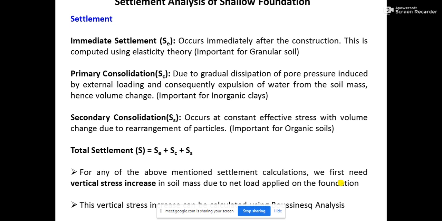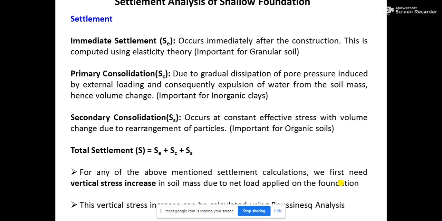If you remember, while discussing consolidation settlement, we discussed a problem where we saw how to calculate the vertical stress increase using the Boussinesq equation. So there are two equations primarily you can use for calculating the vertical stress increase in the soil. One is the Boussinesq equation and the other one is the Westergaard equation. Both the equations we have discussed, and using the Boussinesq equation we have seen how to find out the vertical stress increase in the soil.